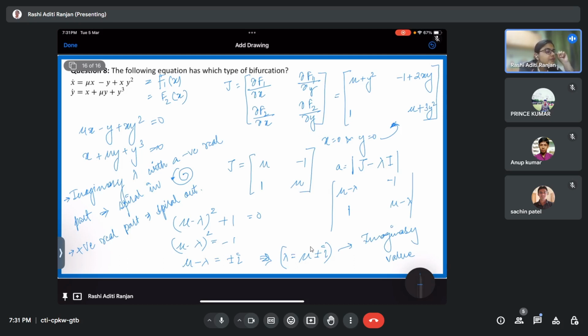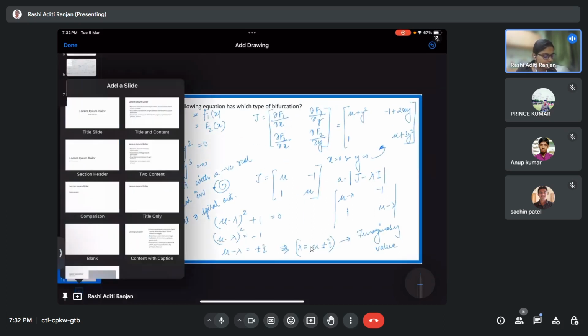Apart from that, for mu equal to 0, what is going to happen? For mu equal to 0, my lambda is going to be purely imaginary. Its real part is equal to 0, which means that it is going to hold a periodic solution, which is not going to decrease or increase with time. If I give it some perturbation, it is going to follow that periodic path. So what does it mean? It means that this kind of bifurcation is a Hopf bifurcation.